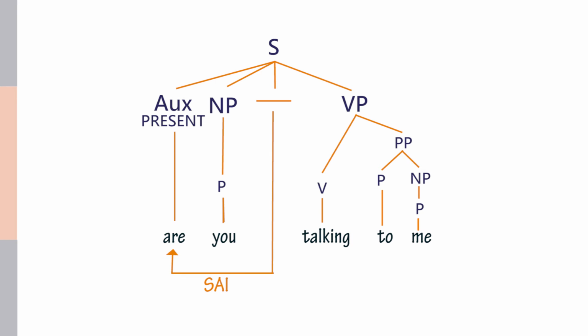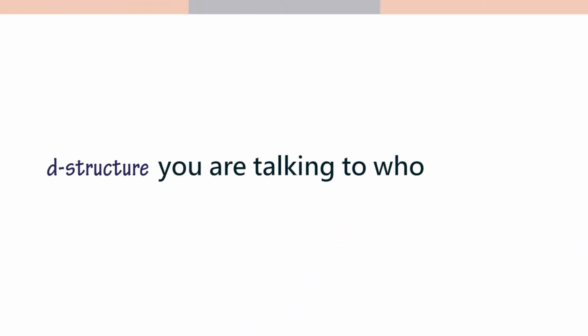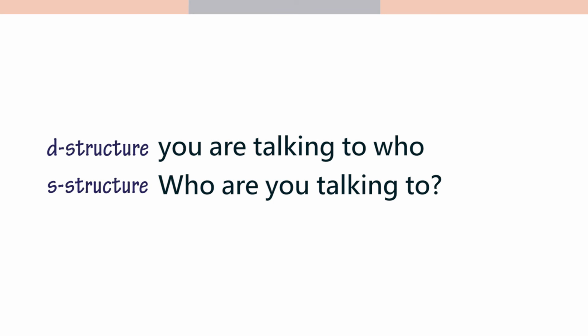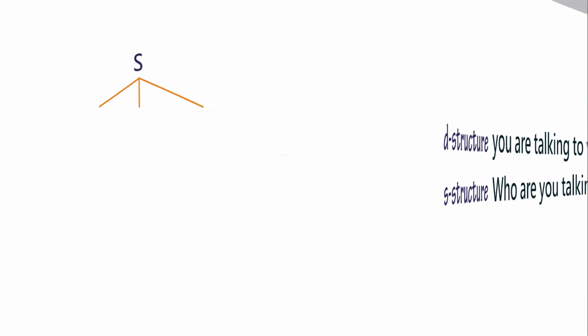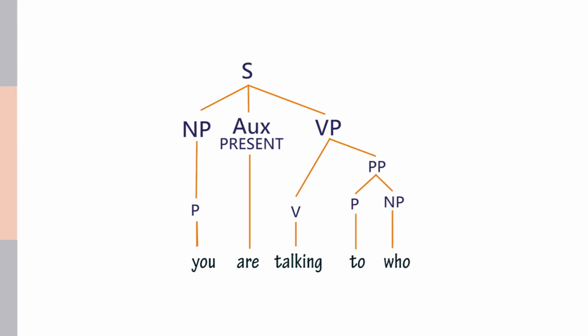Now, we want to create a new question. We want to say, we don't know who the person is talking to. You are talking to who? Now, in order to hypothesize that, here we need to move aux. This is the aux, okay? Now, if you want to create the sentence, who are you talking to? The sentence, who are you talking to, comes from you are talking to who.